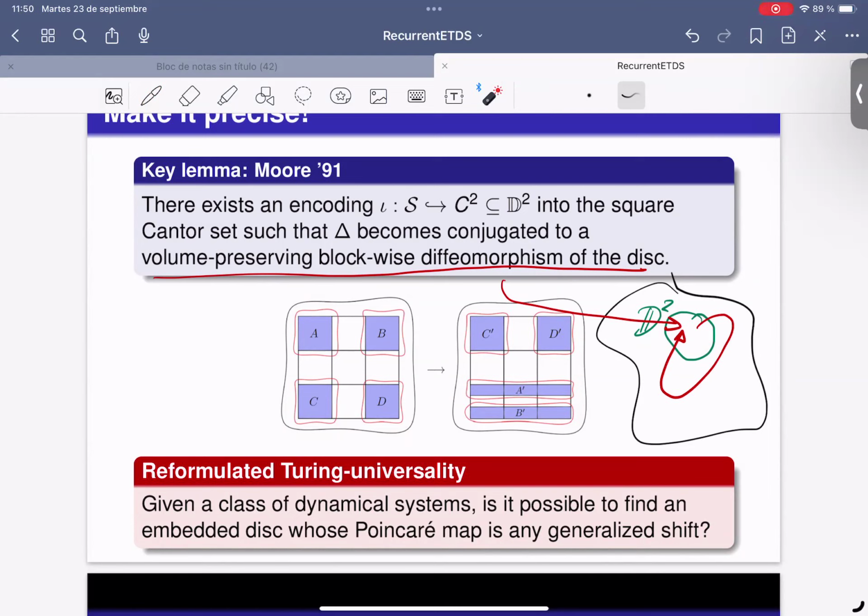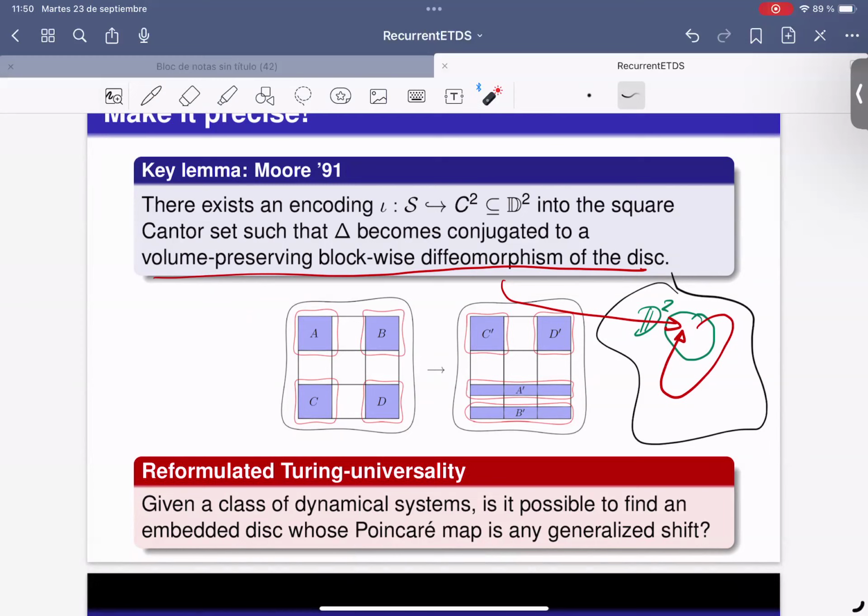Questions? Yeah, so you started with your Turing machine, then you embedded it into this map on Cantor systems, and that you're further embedding inside a volume preserving map on the disk, a diffeomorphism of the disk. Yes.